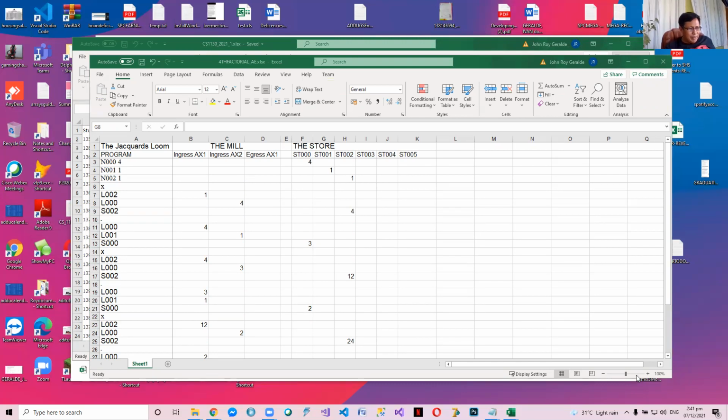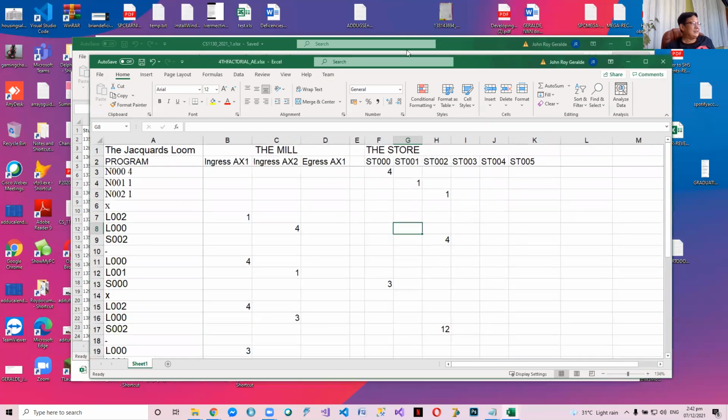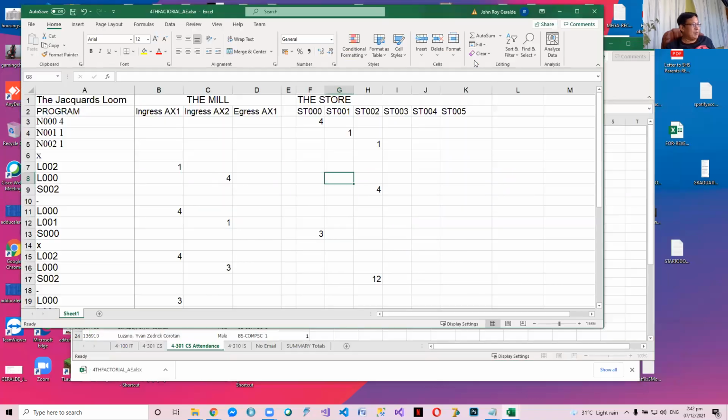Can you see my worksheet? Let me enlarge it. Is it visible enough? Yes, sir.